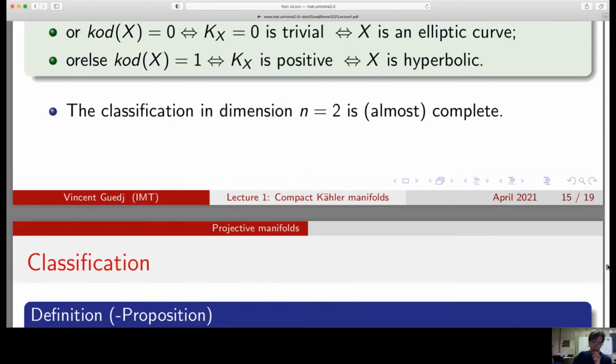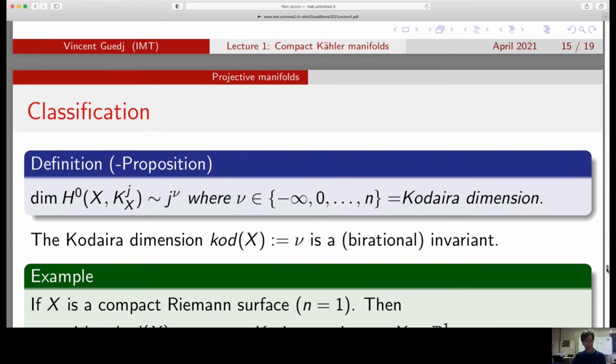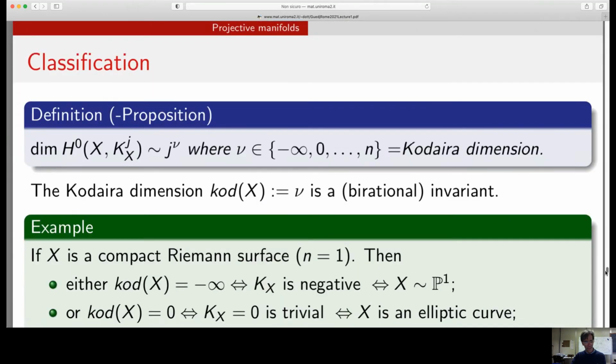The classification in dimension 2 is also almost complete, and it was done by the Italian school at the beginning of the 20th century.